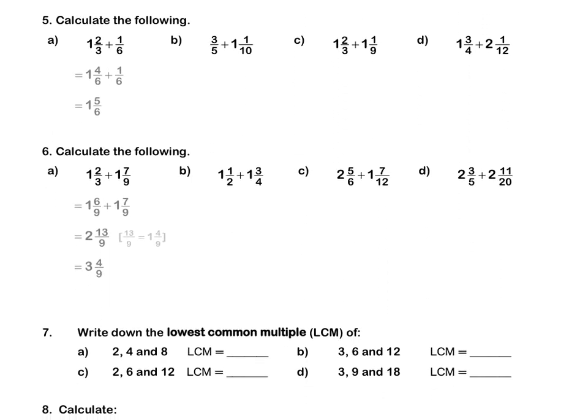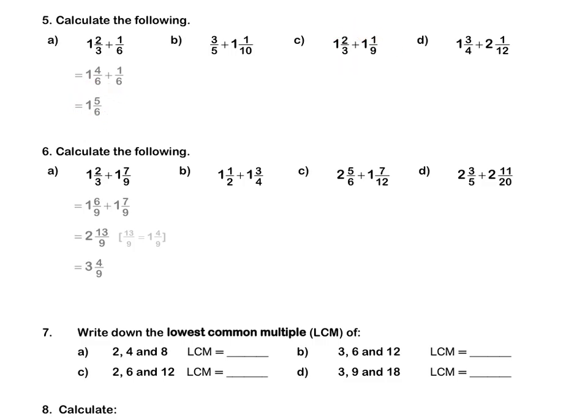Question 5. Now we have 1 and 2/3 plus a 1/6. So for our fraction parts, our lowest common denominator is 6. So we keep the 1. 2/3, we times top and bottom by 2 to get 4/6, plus 1/6, and our answer is 1 5/6.